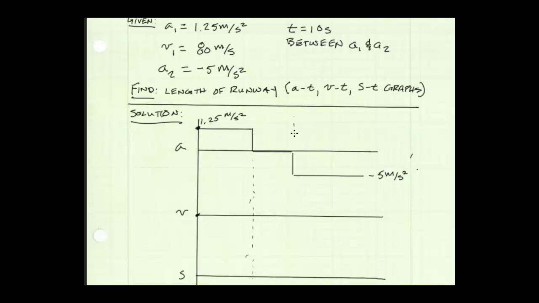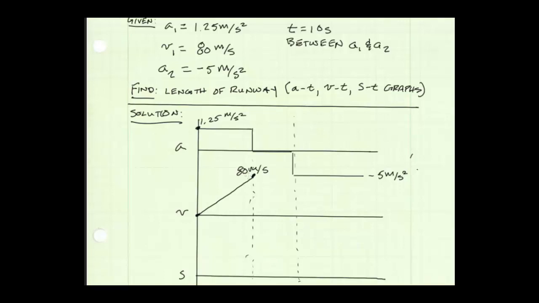I'm going to draw these lines in here for my time just to help me for a reference. At this time I'm going to have a velocity of 80 meters per second. Now, because my acceleration is constant here, and we have a straight line here, that means I should have a slope here that's the same slope as my acceleration, 1.25. So I'll have a constant slope that goes up to the 80.